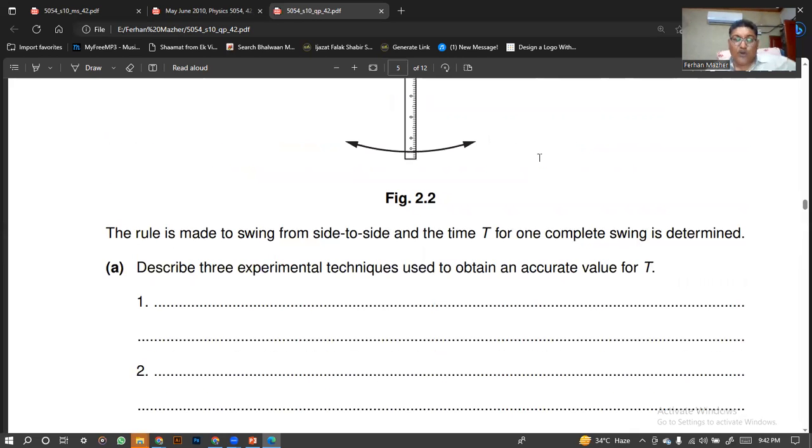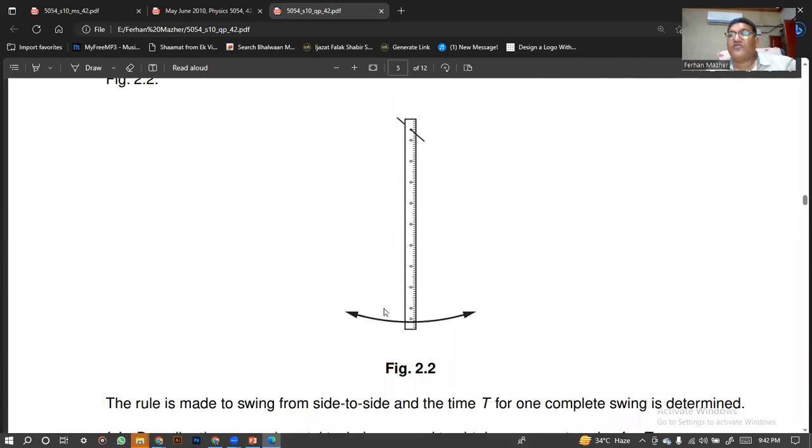If you want to find out the time period for one swing, we do not measure the time directly for one swing. What we do is give it a jerk, apply force on it, and it starts swinging. When it has taken 2-3 swings and it is in the mean position, you will start your stopwatch and then you will start counting. You will start the stopwatch when it is on the mean position.